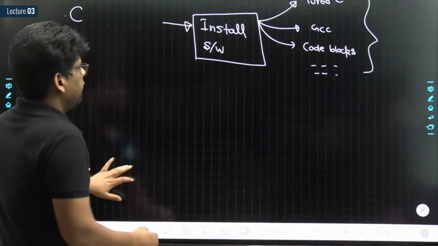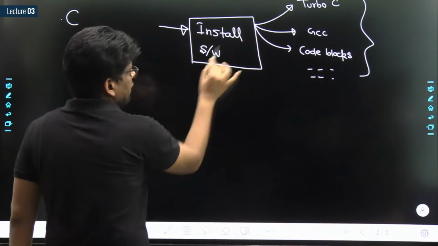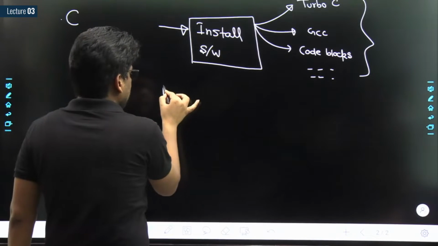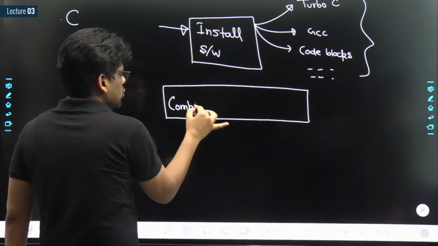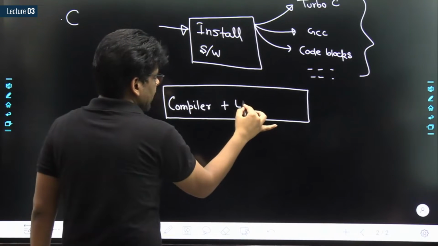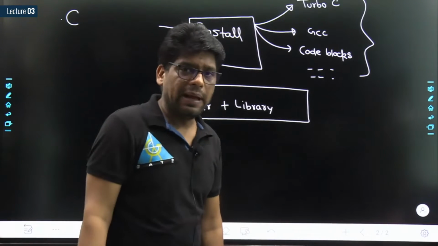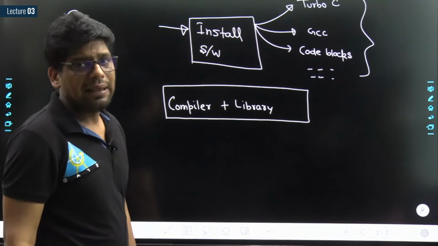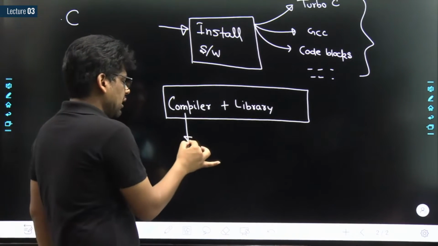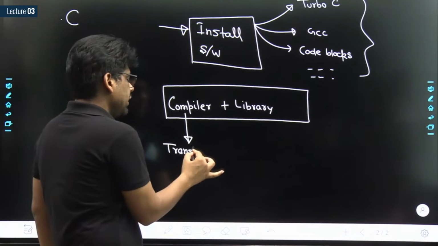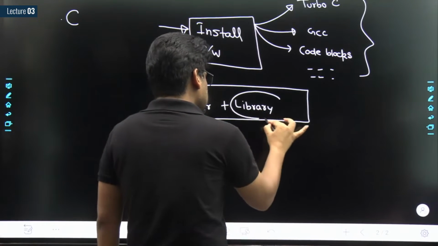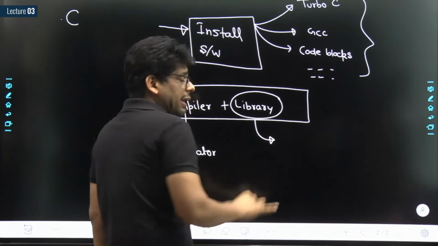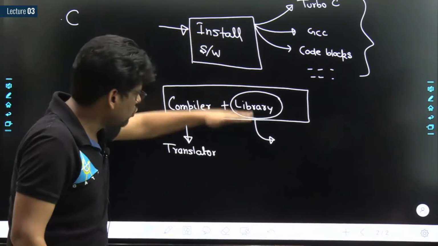When we install C related software like Turbo C or GCC, sir, it always comes with two components. First one is called the compiler and second one is called the library. Sir, we know compiler very well. We already talked about it. Sir, it is a translator. Then, sir, what about this? What is a library and what is the use of library? Why does it come with this software?